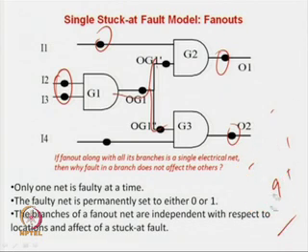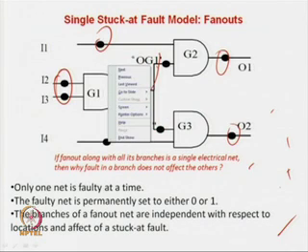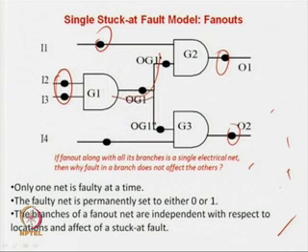So if we treat this as a single net, then it has been found by statistics from history that if we only consider this fault, the accuracy is lower. So we have to also consider this as an individual net and this as an individual net. So basically this is a model. In reality, circuits do not have stuck at faults as such.